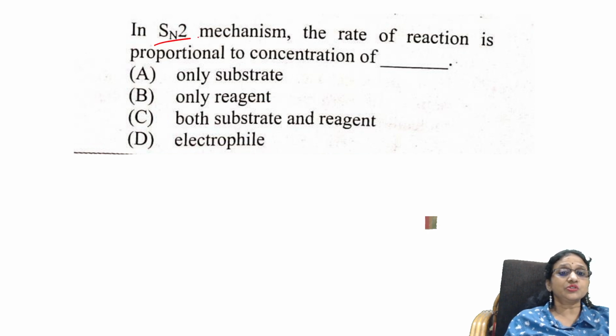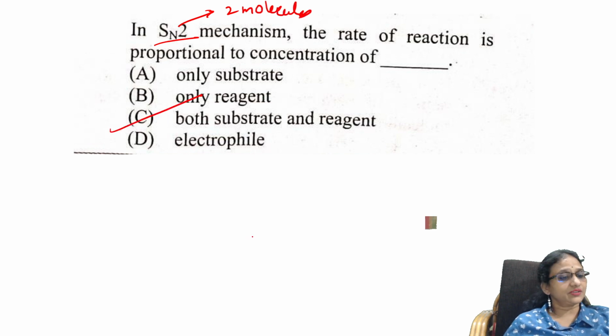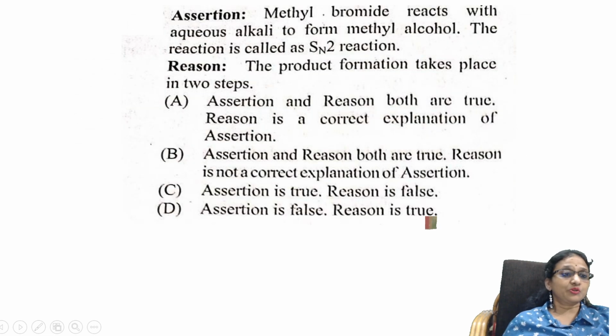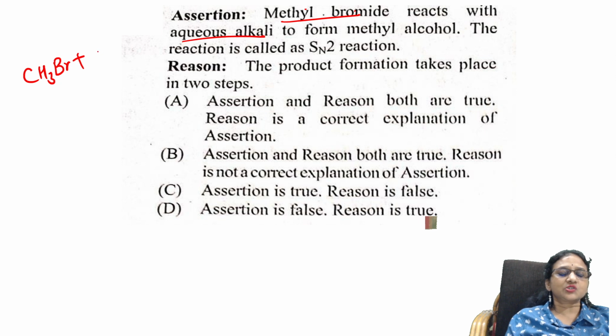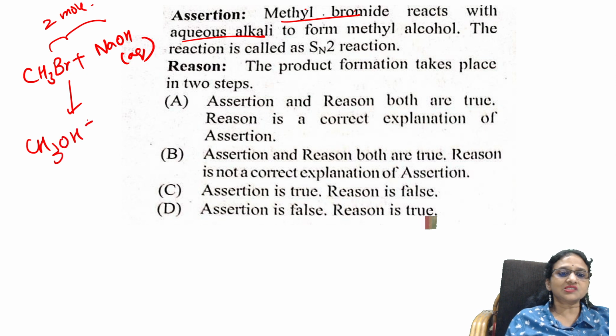Right, SN2 means two molecules are participating in this. So it will depend upon both substrate and reagent. Methyl bromide reacts with aqueous alkali to form methyl alcohol. Two things are there: methyl bromide and sodium hydroxide. The product formation takes place in two steps. Fine, students. Just see. Methyl bromide reacts with aqueous sodium hydroxide. Two molecules are participating. What will I get? I'll get the compound CH3OH plus NaBr.